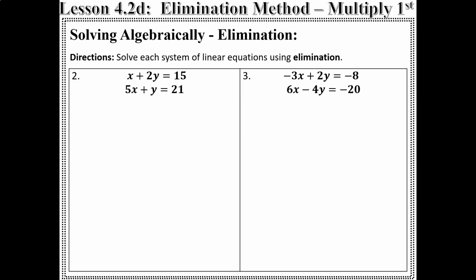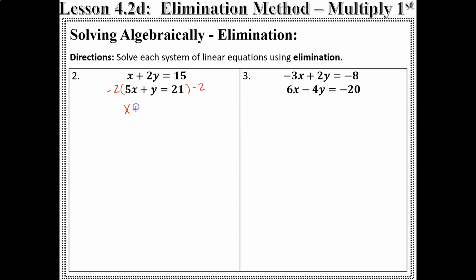Number 2, x plus 2y equals 15, and 5x plus y equals 21. What we're going to have to do is multiply one of the equations, sometimes both, to get to a point where you're going to be able to cancel. So I'm going to look at the y's. If I multiply this bottom one, the whole thing, by -2, I'll be able to cancel out the 2y's.